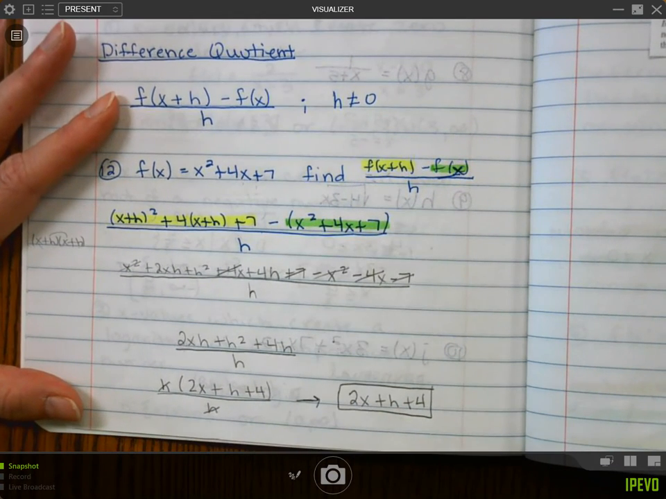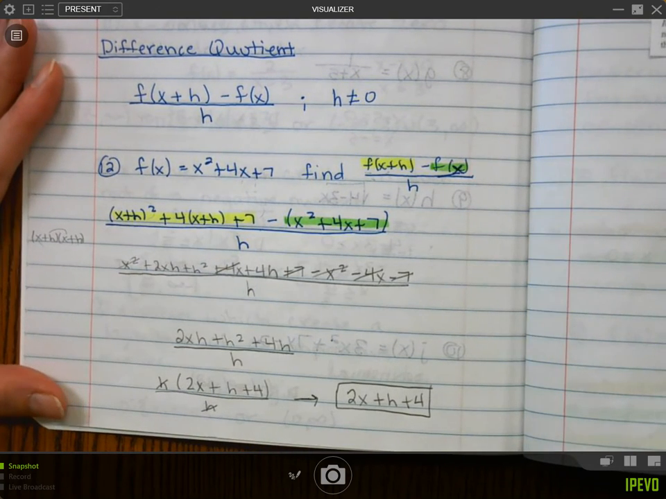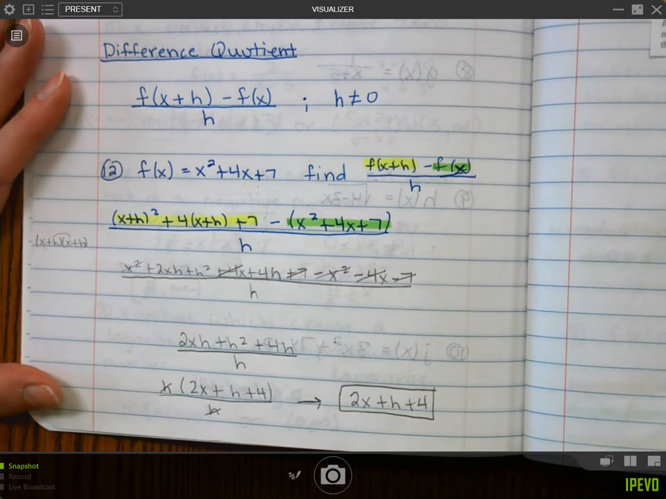Now again, that's leading you into doing work to be able to find limits and derivatives and things like that in calculus. Right now, we're just making sure you can do the algebra involved. So if you're asked to find the difference quotient, you don't need to know where it's going, what it's doing. We're just finding the difference quotient.